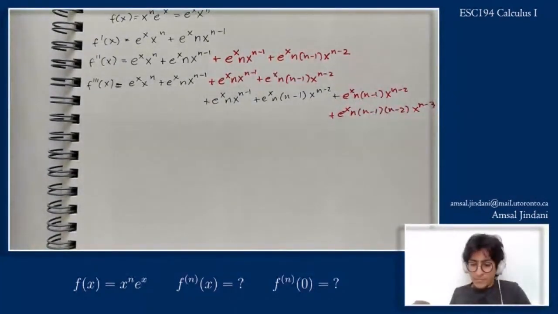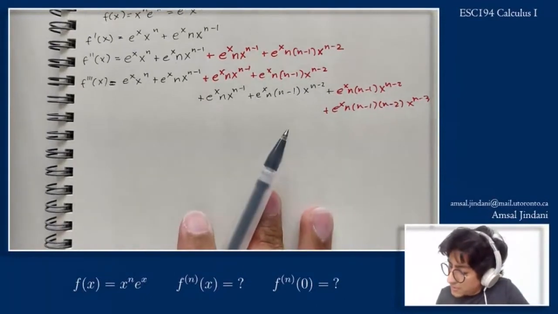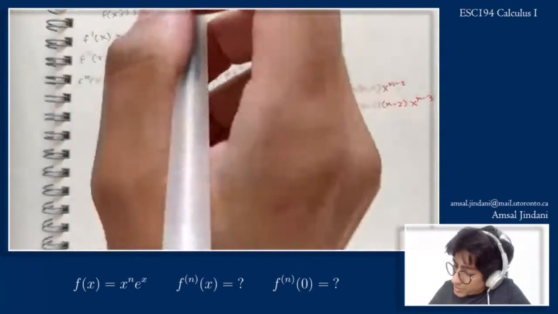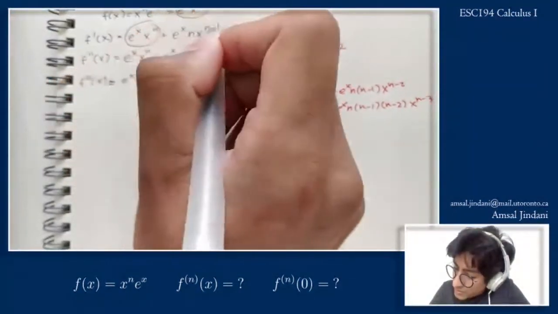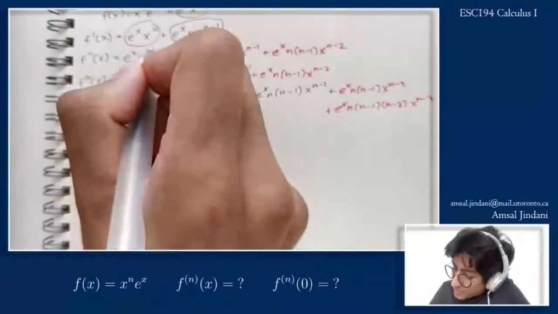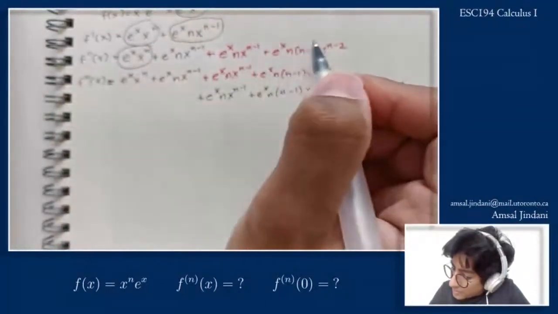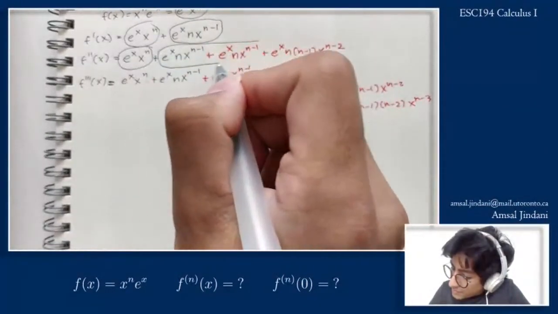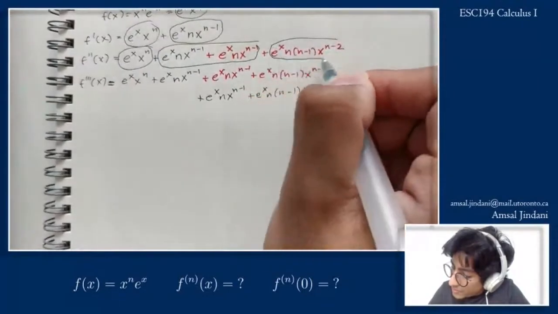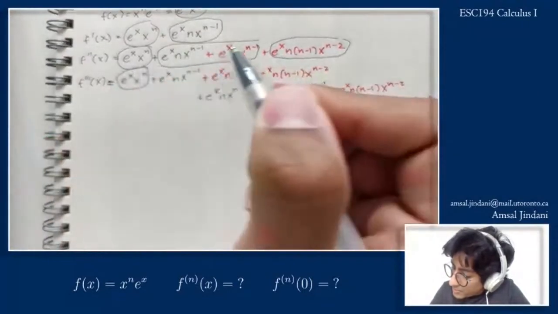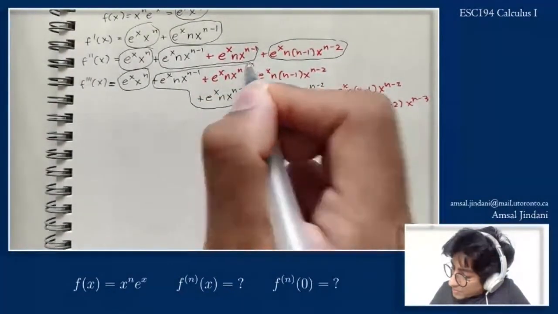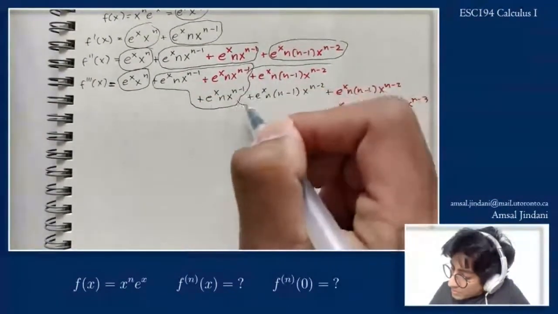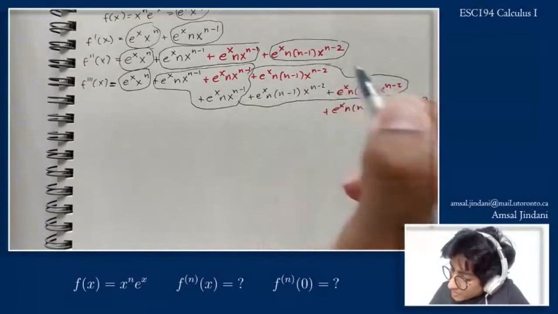Okay, let's see. I'm going to circle all the like terms together. So that's the one. We have just this one here. Then we have 2 and 1. And we have 1, 3, 3, 1.